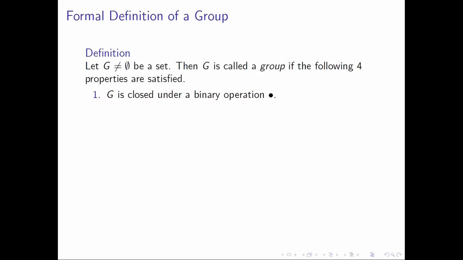Now that we have the definition of a binary operation, we can go on and get to our formal definition of a group. So let's suppose that G is a non-empty set. Then we will say that G is a group as long as it satisfies 4 particular properties. So the first thing is that this set needs to come along with a binary operation. And so what we say here is that G is closed under a binary operation dot.